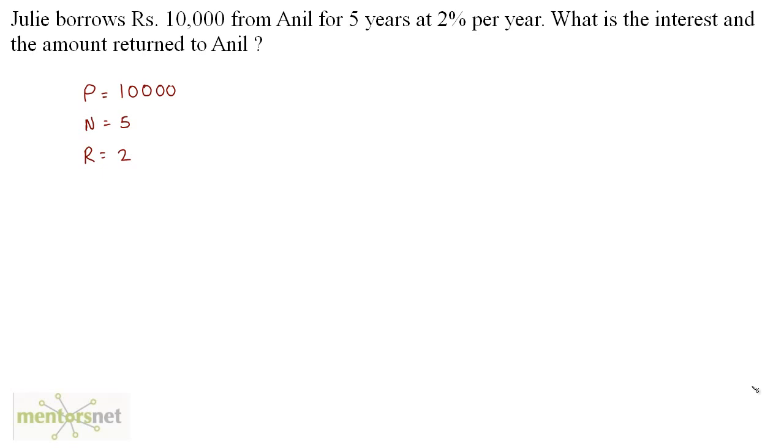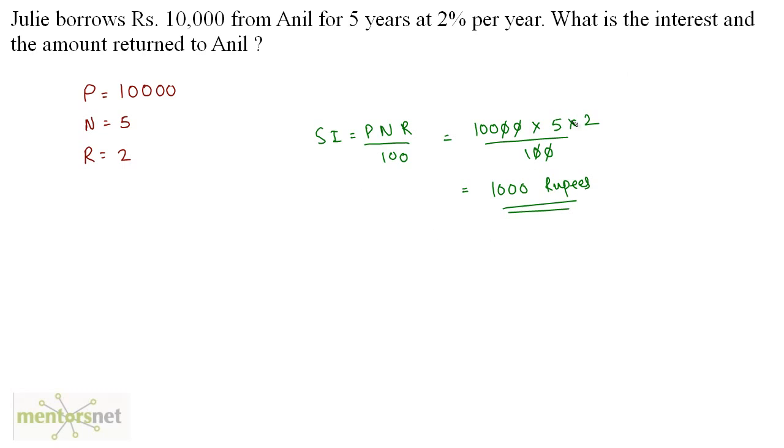Okay. Now let's calculate the simple interest. Simple interest is equal to P times N times R upon 100. Right. So P is 10,000, N is 5, R is 2 upon 100. These two zeros get cancelled out. What we have is 500 times 2, and that's 1,000 rupees. So this is the simple interest. So we have found out what the interest is.